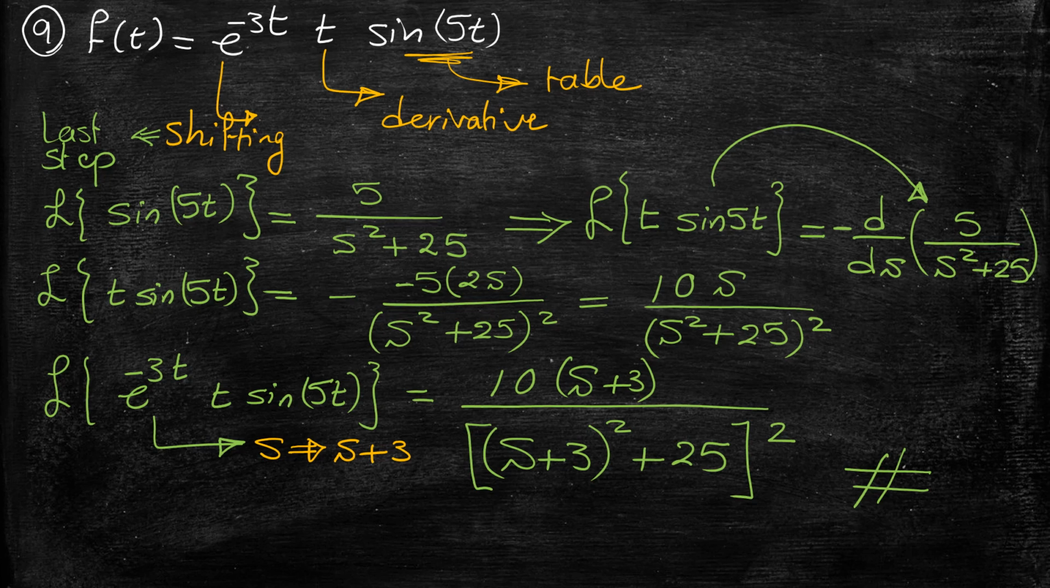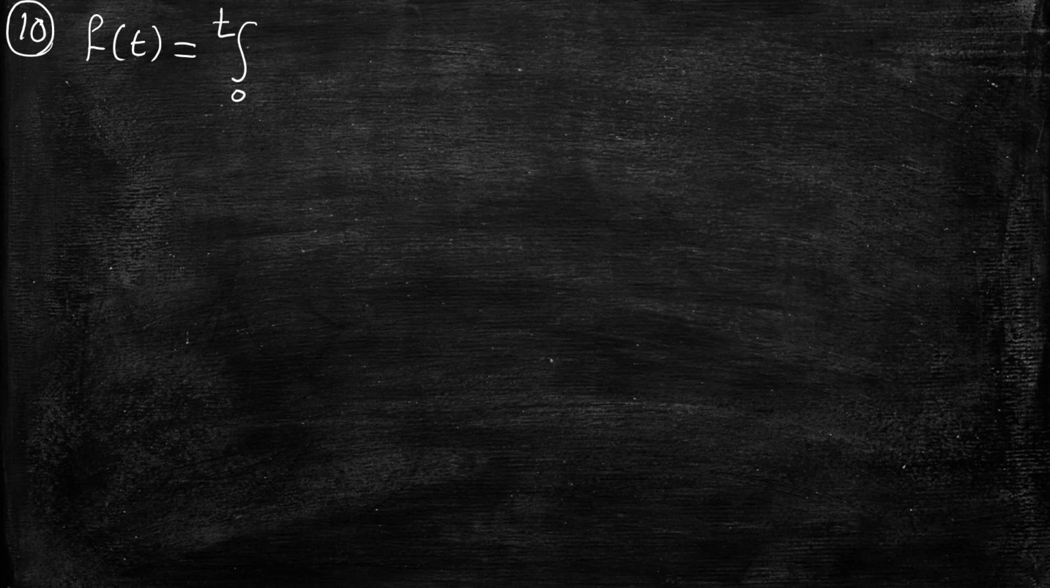So let's move forward to another example here. We have this f of t equal to the integration from 0 to t of e power minus 3u minus e power minus u, divided by u, du. Regarding this one, we have an integration. From the properties of Laplace transform, the integration will be transferred into division. Yes, that's correct, division by s.